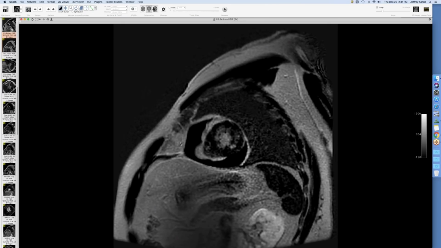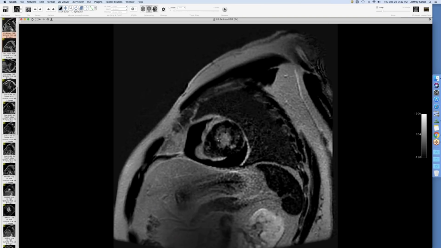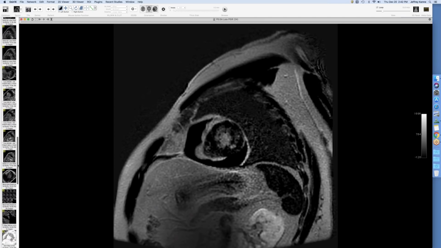So those are maybe a little bit clearer, but you have kind of this mixed, patchy, relatively low intensity delayed enhancement, some of which is subendocardial, and some of it's more mid-myocardial. And then we also did, just for fun, if I can find it.